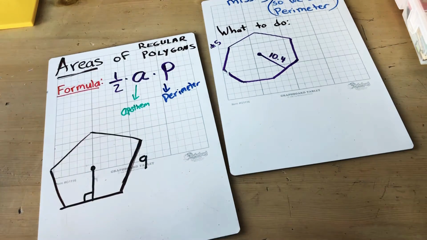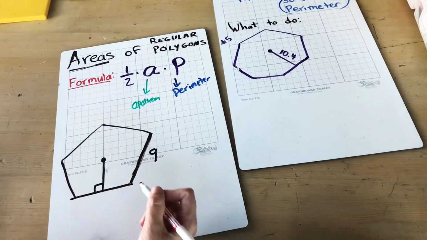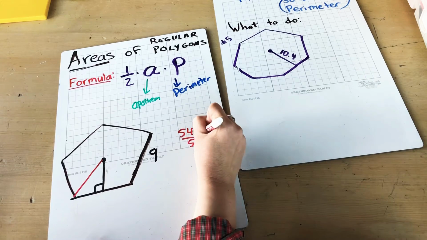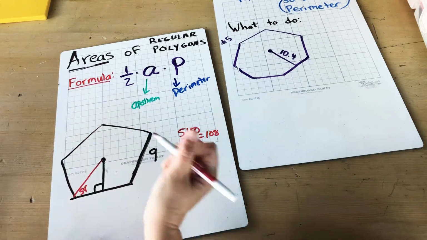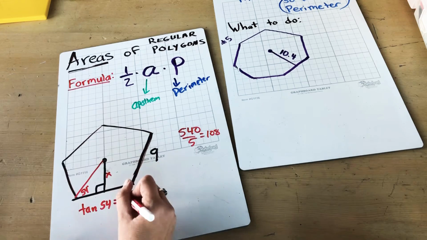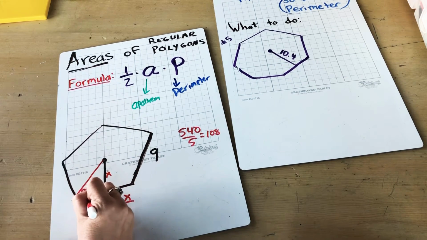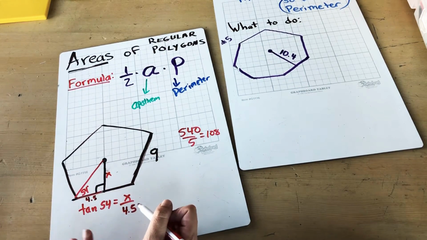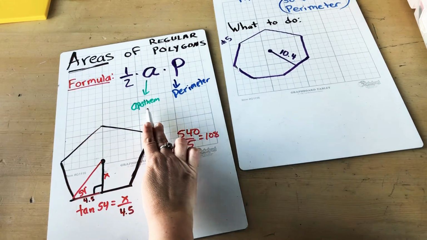What did we do when it wasn't given to us? Just a quick review. You want to find the interior angles using your total. 540 divided by 5 was 108. So each half angle was 54. Remember that? We did the tangent of 54 equals this missing apothem, call it x, over this side here, which is half of 9, so 4.5, right? And then you find the x. A lot of you stopped here. Okay, I'm done, found the x. You didn't actually go back to the formula and plug in the apothem and the perimeter.